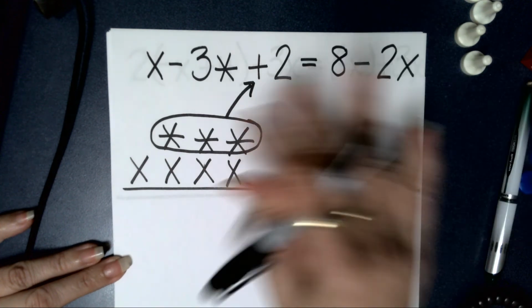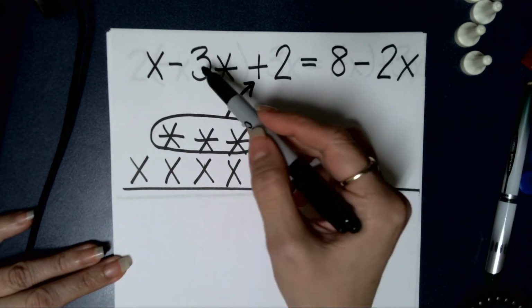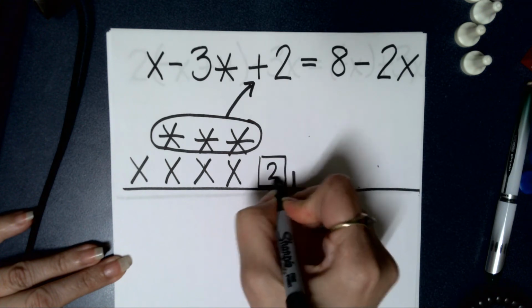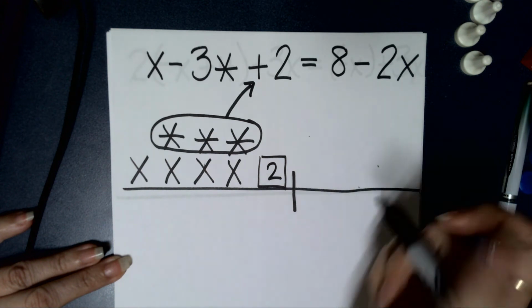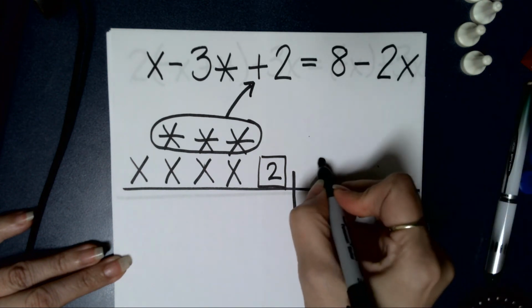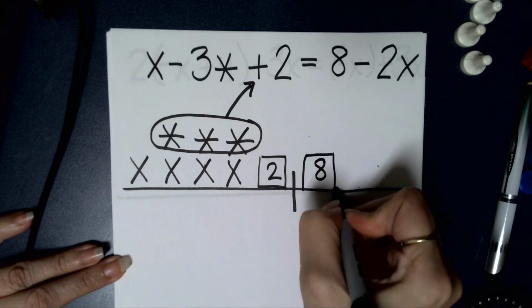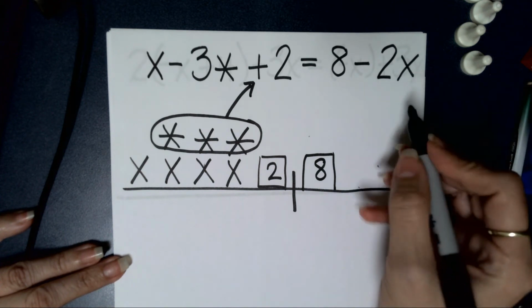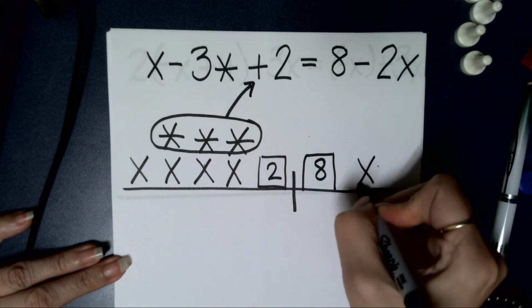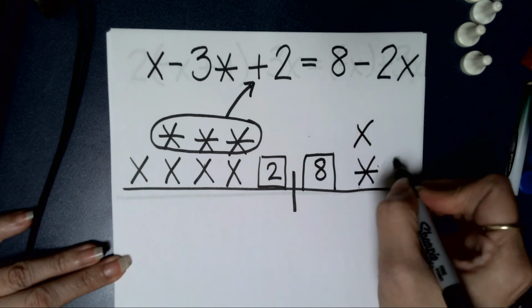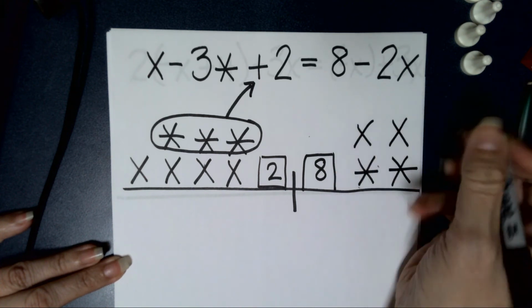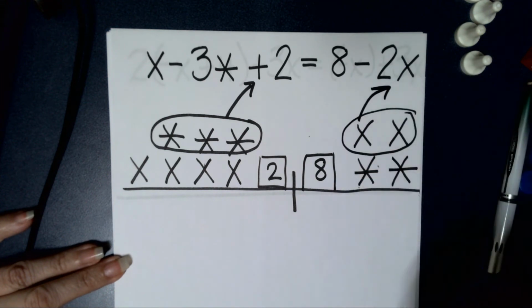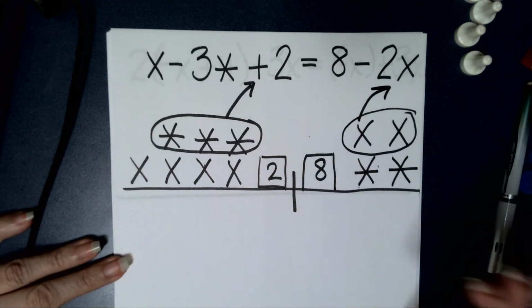Now I'm doing this in black because this is my original setup. My original setup I'm going to do all in black. After I remove the 3 stars, it tells me I have a positive 2, so I'm going to put a 2 cube on here. And on the right I have 8, and I have to remove 2 pawns. I don't have 2 pawns to remove, so I'm going to create some 0 pairs. Star and a pawn, a star and a pawn. Says to remove 2 pawns, so those are gone.